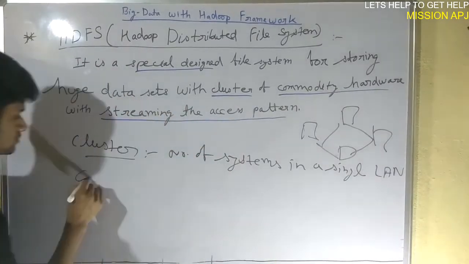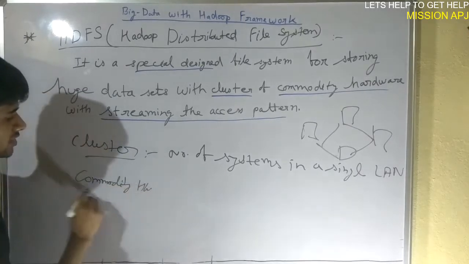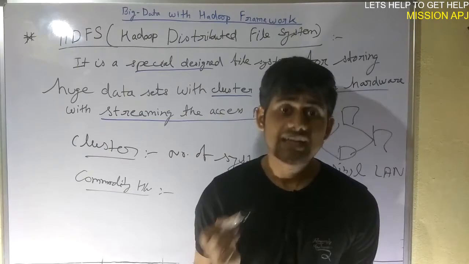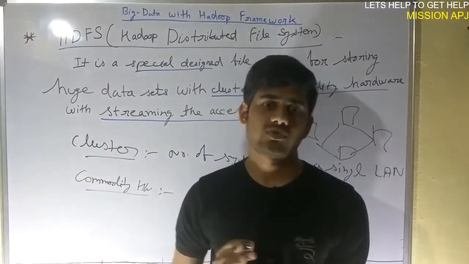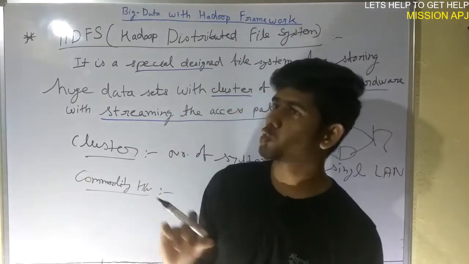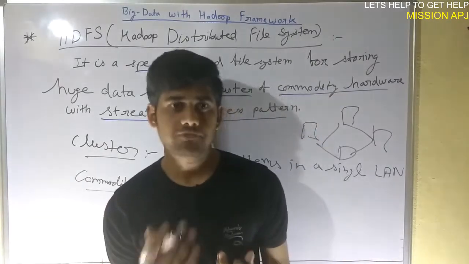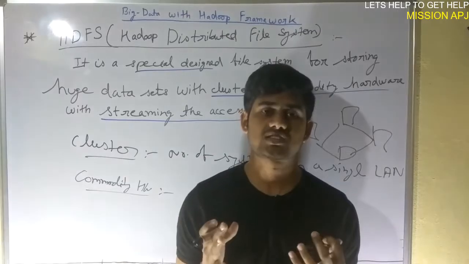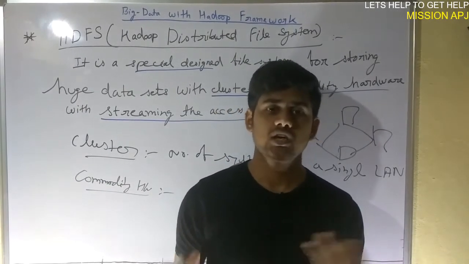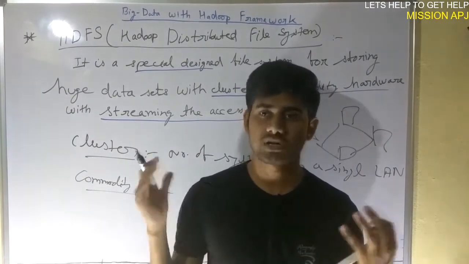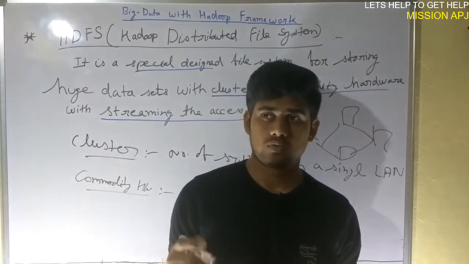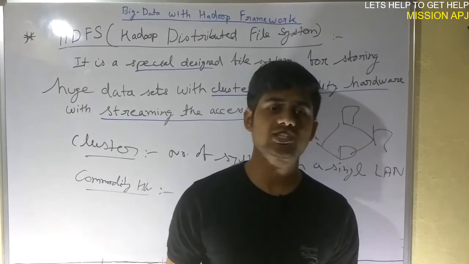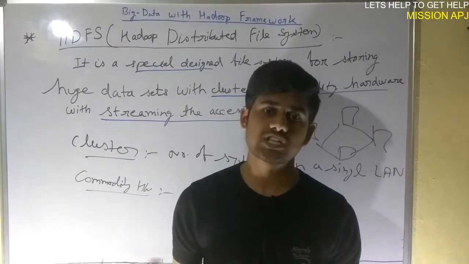Now, commodity hardware. What is commodity hardware? Commodity hardware is nothing but hardware which is cheap but arranged in such a way that it can be reliable. So it's called commodity hardware. In Hadoop, we are storing huge data, and if we used very high-end, expensive hard disks to store big data, then the service provider of the Hadoop HDFS system would have to use lots of expensive hardware, which would make a very expensive service for the company that wants to store data in the Hadoop system.